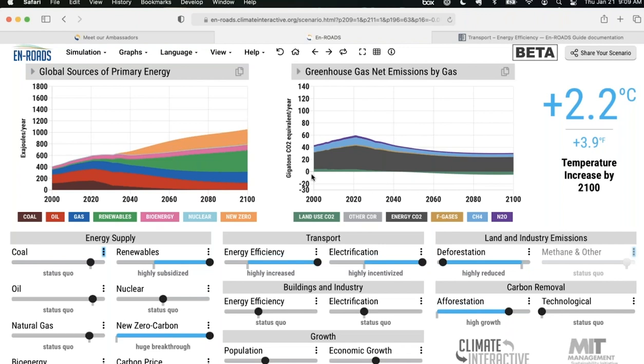Perfect, thanks. Another question people were asking is, how did we decide on the sliders that are shown on the simulator, and do we plan to add more?